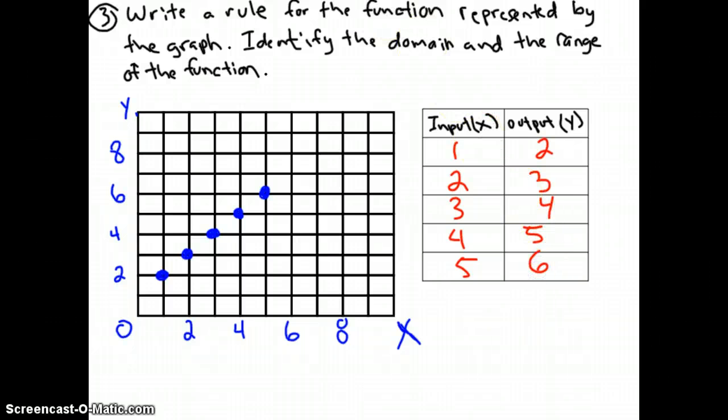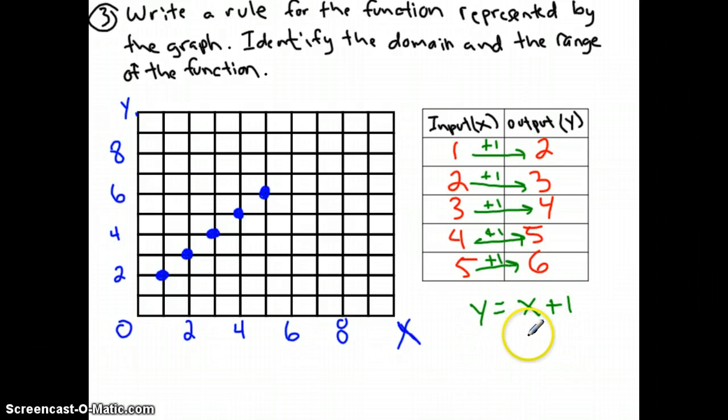Okay, so we got that filled in, and then we're going to look at what happens to the input each time. So writing a rule, look at what happens here. If you look at the input from here to there, that is an increase of 1. From 2 to 3, that's an increase of 1. This input of 3 goes to 4, that's an increase of 1. 4 to 5, an increase of 1. And again, this last one from 5 to 6 is an increase of 1. So we're always taking the input, which is x, and we're always increasing it by 1. So there's our rule.